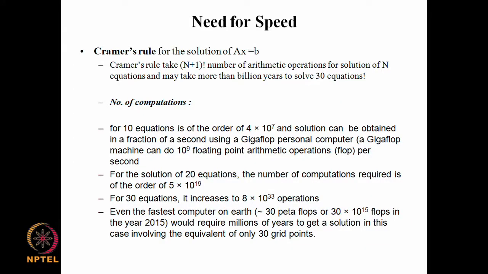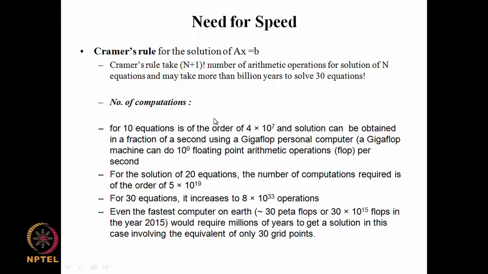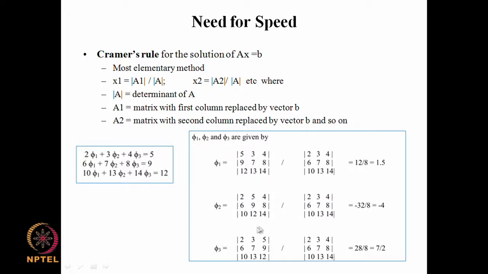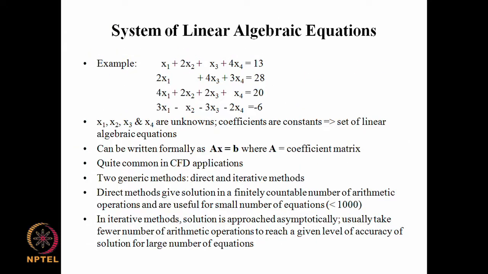So, Cramer's rule is not something that can be used very effectively because of the number of computations required to do the solution, and the killer is finding the determinant. Finding the determinant is really a number crunching operation, and it is not such a good method. Okay. So, we do need to have efficient methods, and here we can see that there are a number of methods, and this is what we are going to explore in the rest of this particular module.